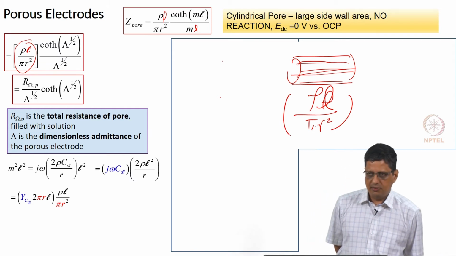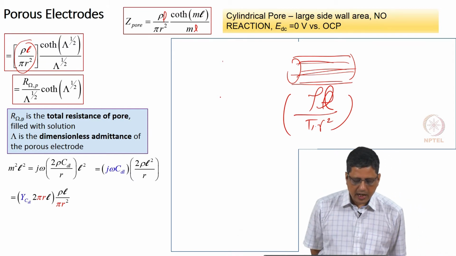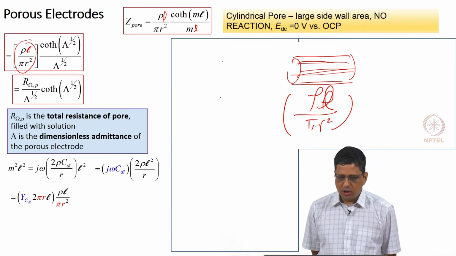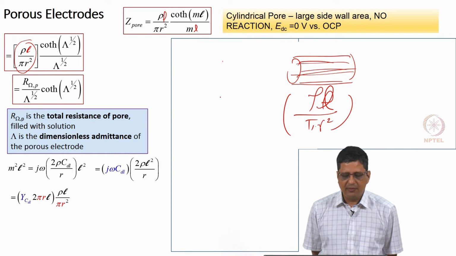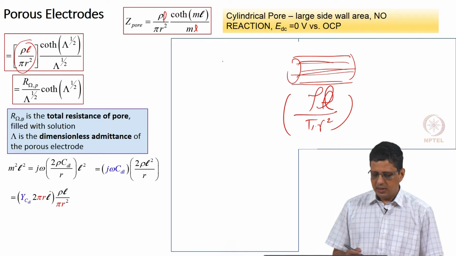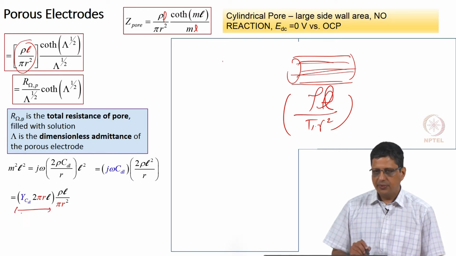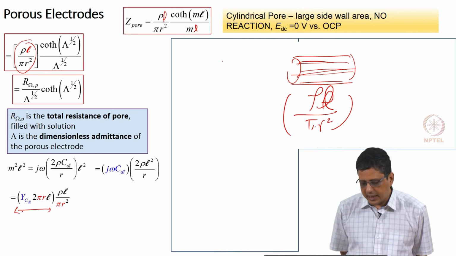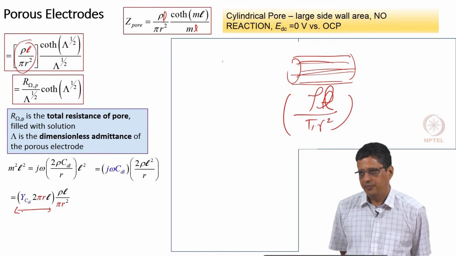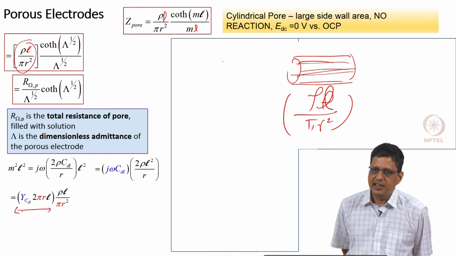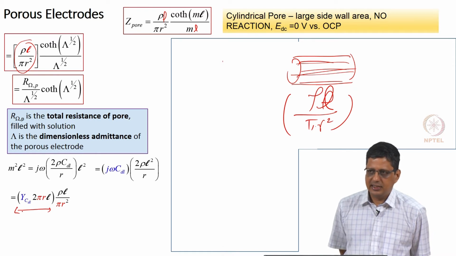And the blue colored factors I am going to call the admittance of the double layer capacitance. Multiply by 2 pi r L, or multiply by pi r, divide by pi r, and bring the 2 to that side. This will tell you this admittance for this area of 2 pi r L. The rho L by pi r square is the resistance or impedance.